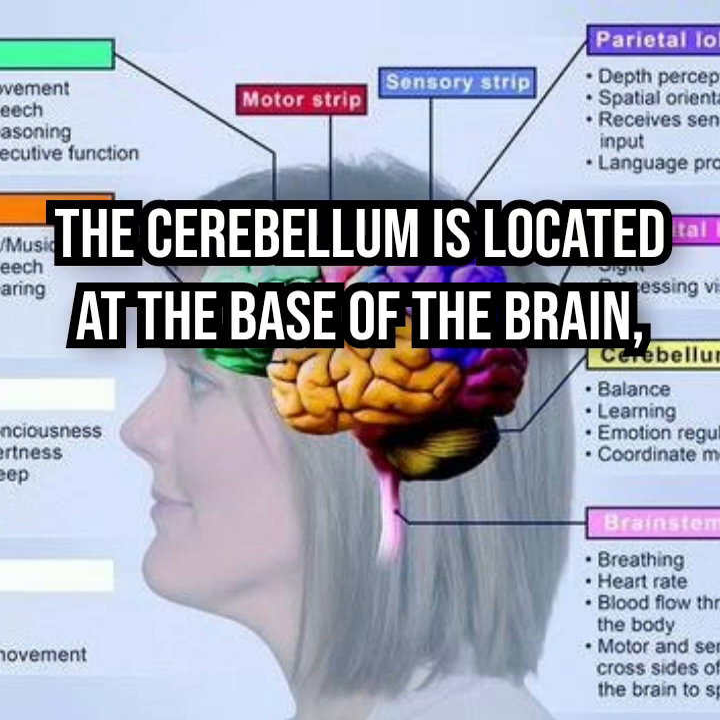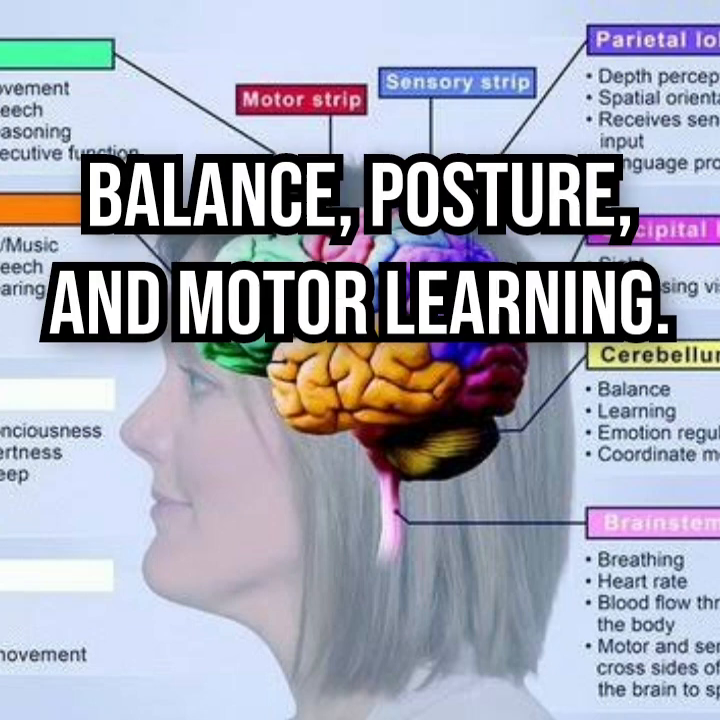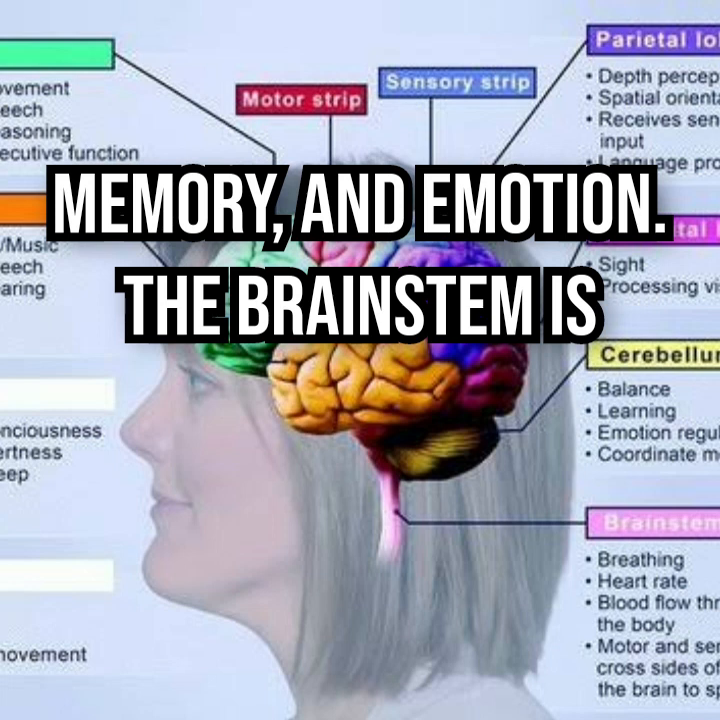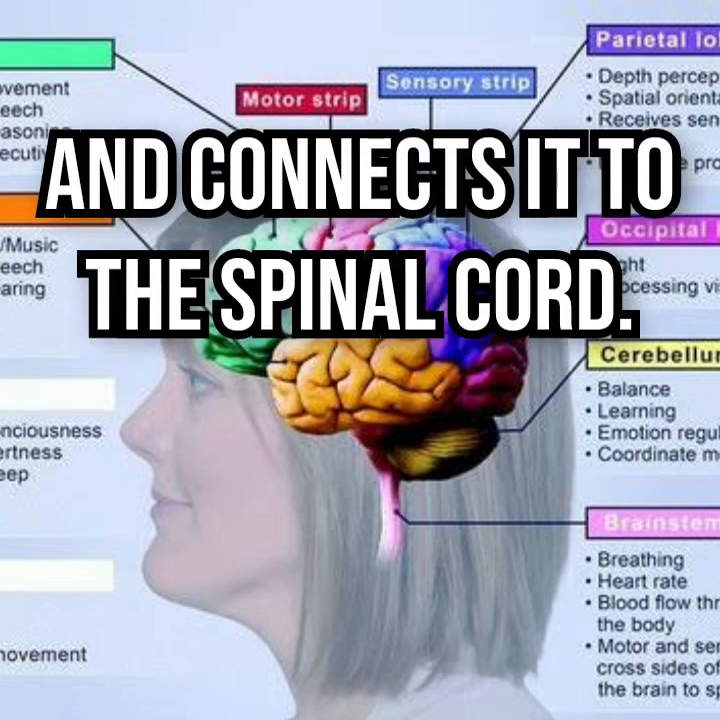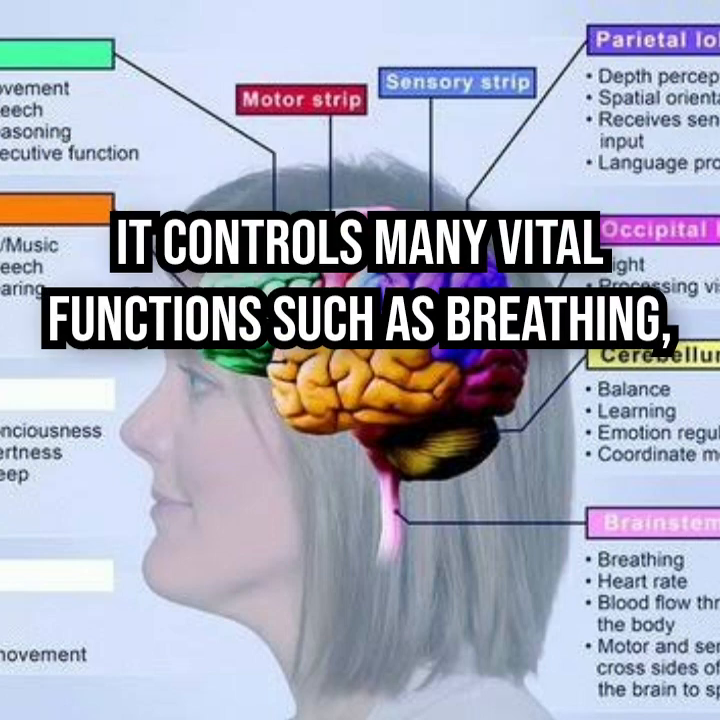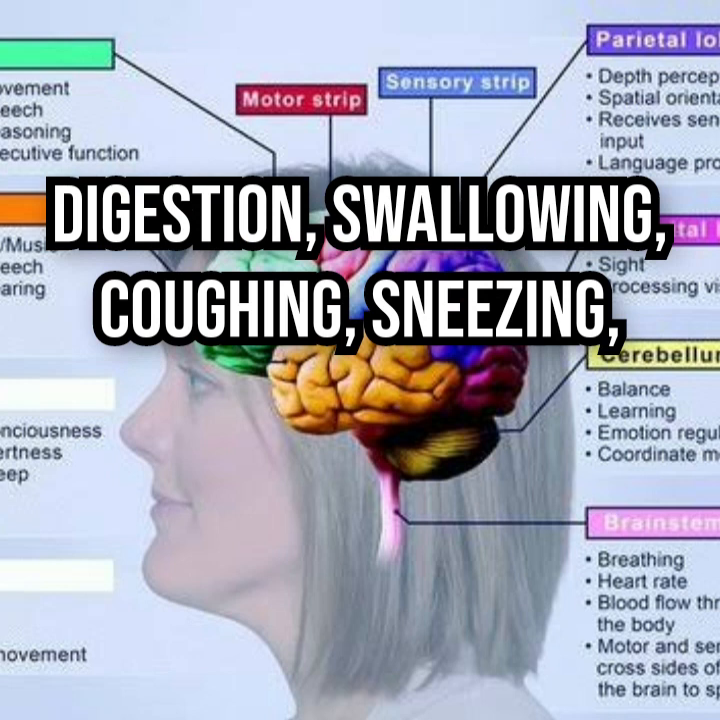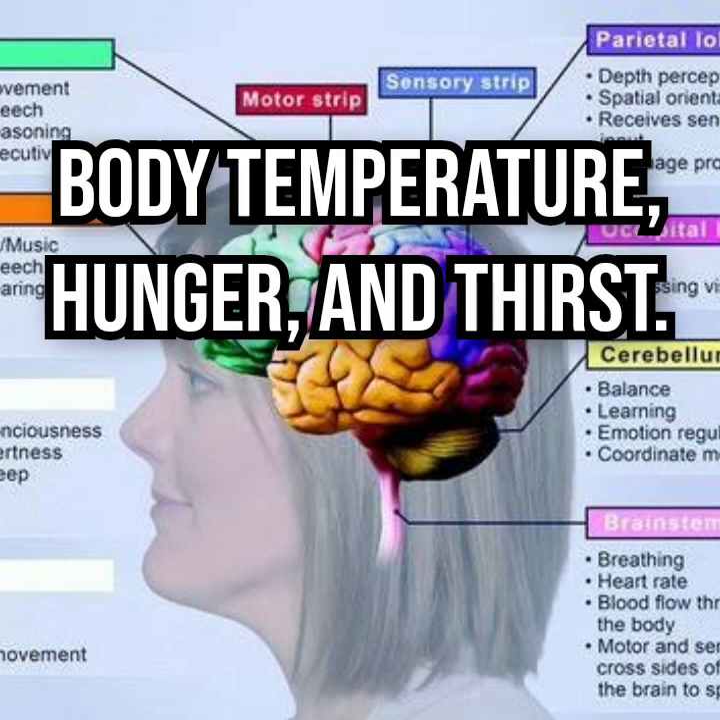The cerebellum is located at the base of the brain and is responsible for coordinating movement, balance, posture, and motor learning. It also plays a role in cognitive functions such as attention, memory, and emotion. The brainstem is located at the bottom of the brain and connects it to the spinal cord. It controls many vital functions such as breathing, heart rate, blood pressure, digestion, swallowing, coughing, sneezing, and vomiting. It also regulates sleep cycles, body temperature, hunger, and thirst.